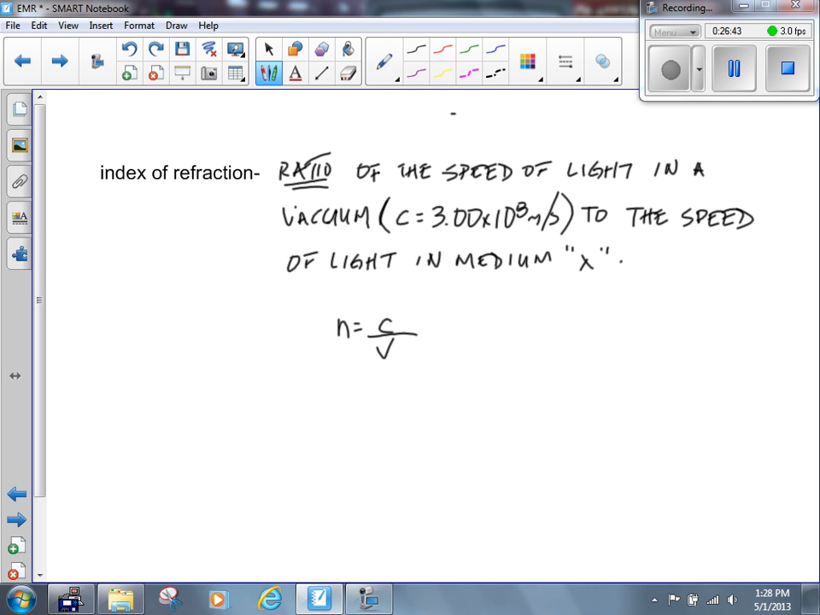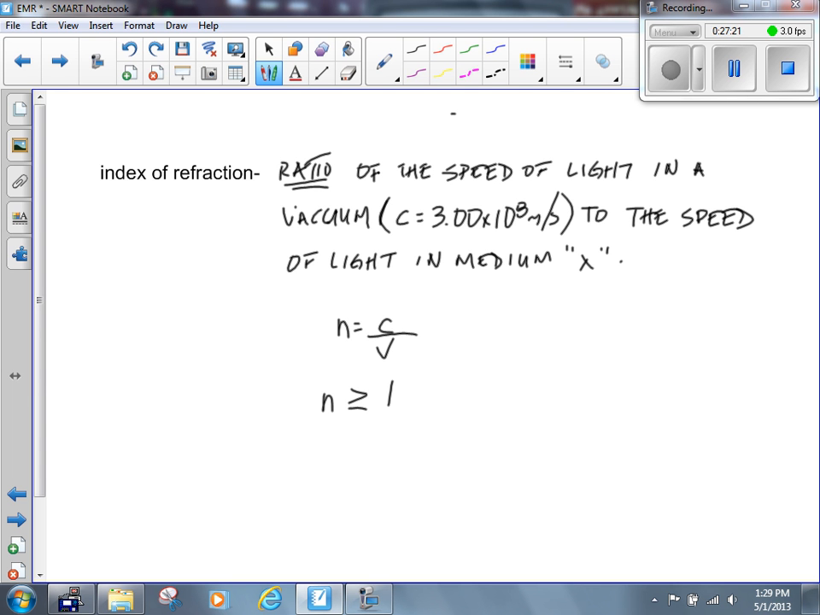Now, the fastest light can travel is 3 times 10 to the 8 meters per second. The fastest it can travel is that speed of light in a vacuum. So that number V, the speed of light in the other medium, medium X, whether it's air or water or glass or plastic or diamond or whatever, the speed of light V has always got to be smaller than C. It's either got to be the same as C or smaller than C. That means that the index of refraction will always be greater than or equal to what number? It's always going to be greater than or equal to 1.